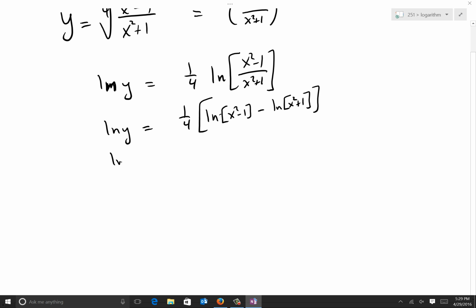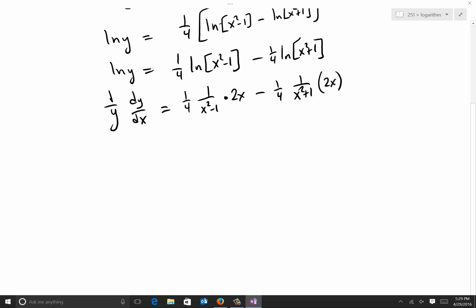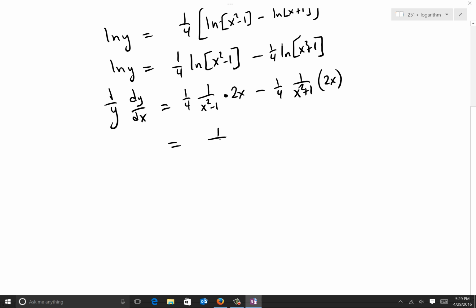And of course, if you distribute that out, I'm going to, just to make my life a little easier. Let's take derivatives, shall we? So that's 1 over y dy dx equals 1/4, just stays here. The derivative of the natural log of this is 1 over that, times the inside derivative, which is 2x. And this is going to be 1/4, 1 over x squared plus 1, times the derivative of the inside, which is 2x. And so what I end up with is 1/4 times 2x over x squared minus 1, minus, again, 2x over x squared plus 1.